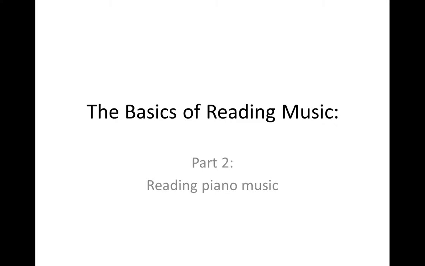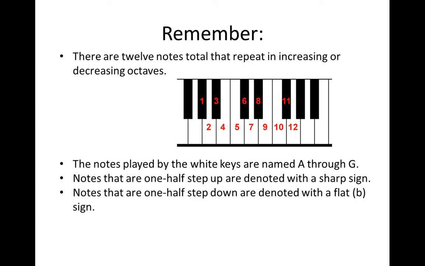This is part 2 of the basics of how to read music. We're going to look at piano sheet music and understand some of the basic symbols on it. So just as a refresher from the previous video, there are 12 notes total that repeat in increasing or decreasing octaves. Those notes played by the white keys on a piano are named A through G.